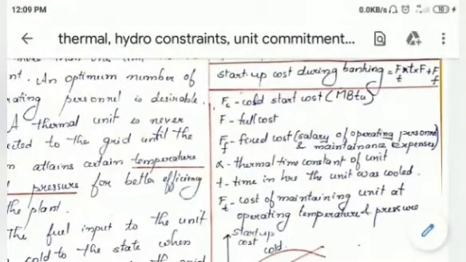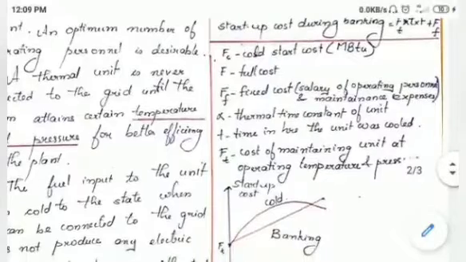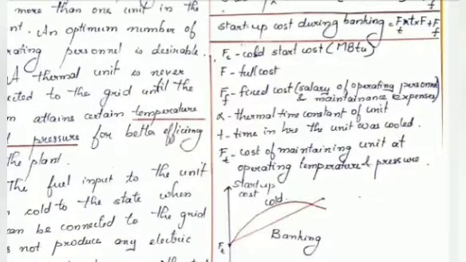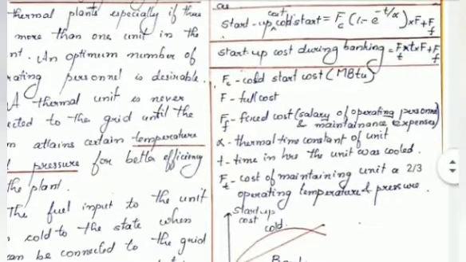Where FC is the cold startup cost in MBTU, F is the fuel cost, FF is the fixed cost, that means the salaries of the operating personnel and maintenance expenses. Then alpha is the thermal time constant of the unit, T is the time in hours the unit was cooled. Then FT is required in the startup cost during banking. Okay, so that will be explained now.